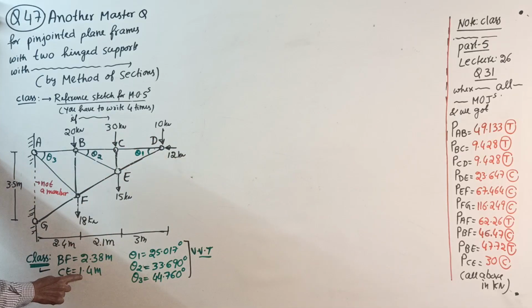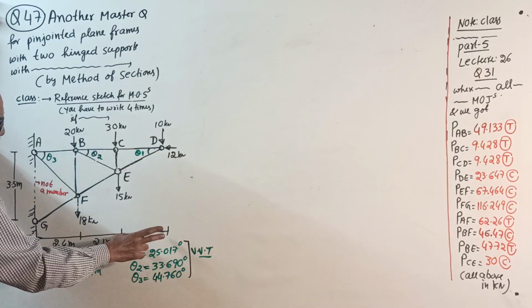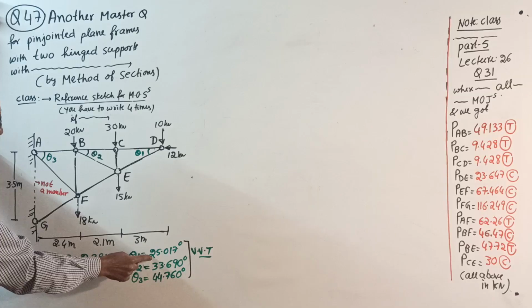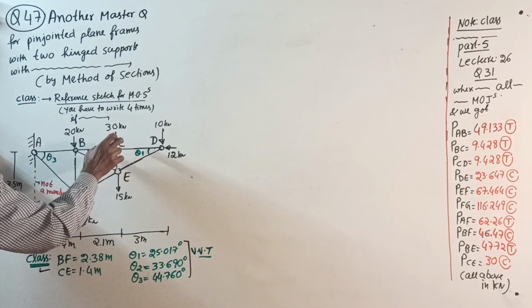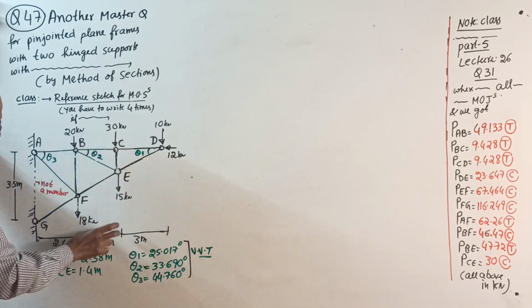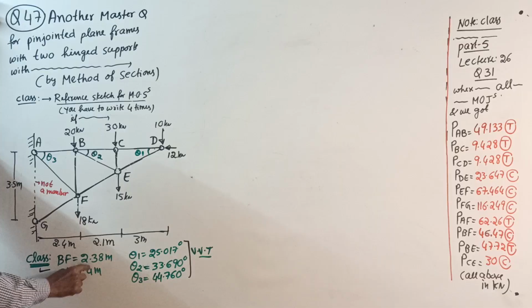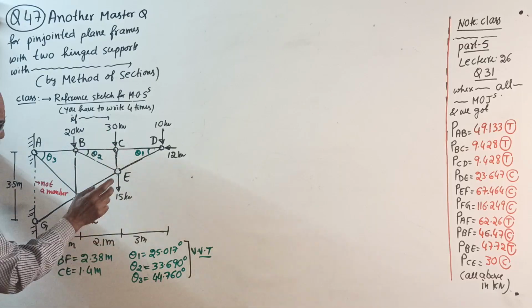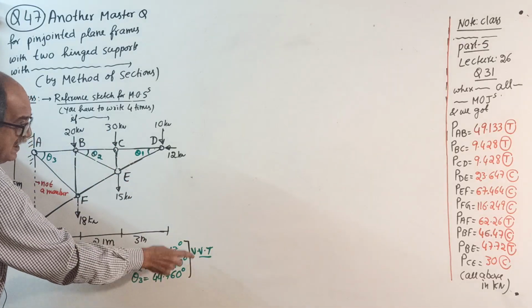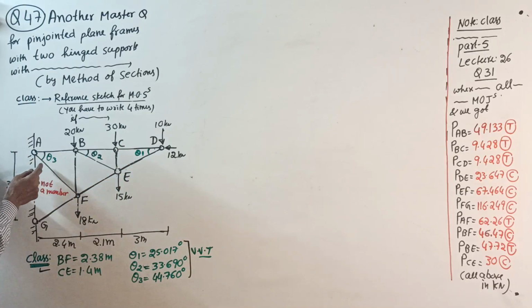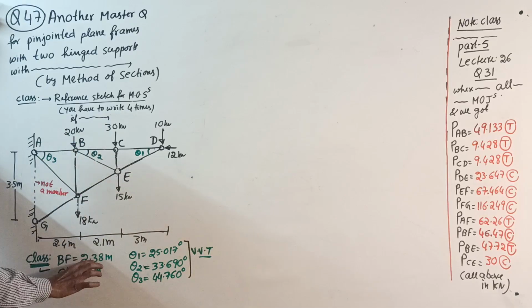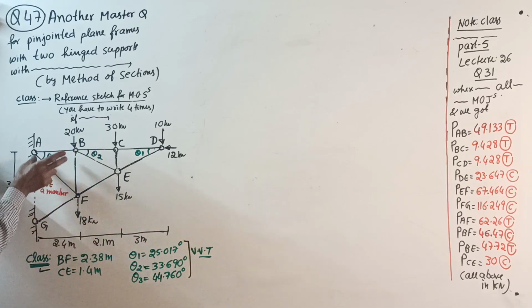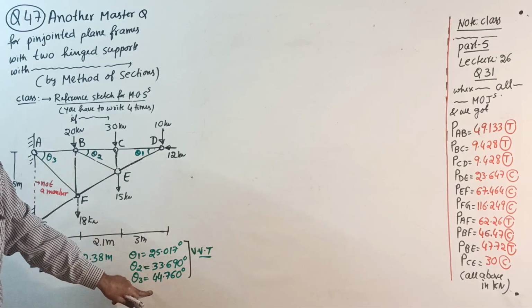CE 1.4 by 3, you will get the angle theta 1. If you want this angle, tan theta 2 equals CE divided by this distance. How much is CE? 1.4. This distance is 2.1. That's how you got that angle. Lastly, if you want theta 3, tan theta 3 equals this side by this side. How much is it? 2.38 by 2.4. That's how you got the angle.